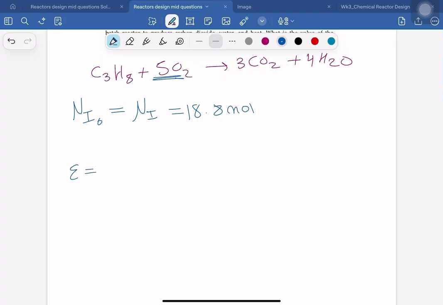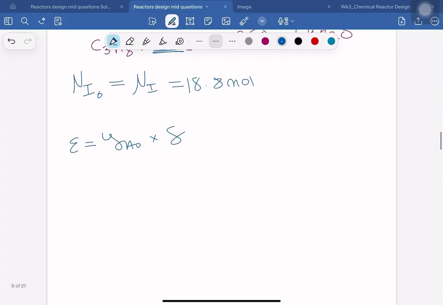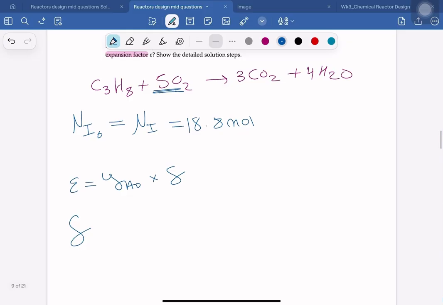Epsilon is equal to YA naught times delta. Delta in this case is the total number of moles taking into consideration their signs. So عندنا -1, -5, 3 and 4. So negative 1 minus 5 plus 3 plus 4, delta is equal to 1.